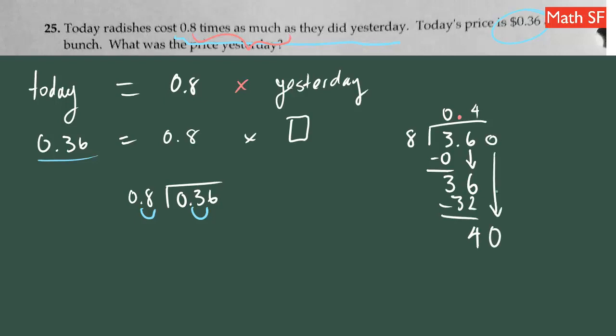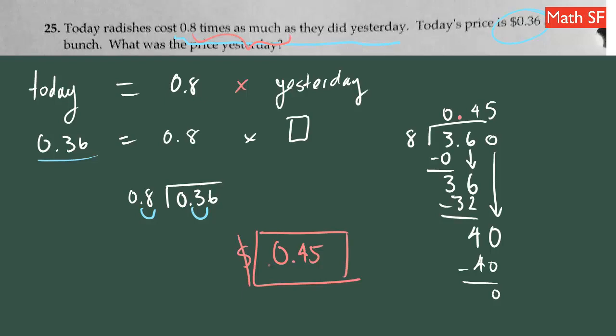So let's bring a 0 down here. Oh, and that went 5 times. 5 times 8 is 40. We subtract that, 0. Therefore, what was the price yesterday? Yesterday's price was 0.45. Dollars. So either you say 0.45 dollars, or you say 45 cents.